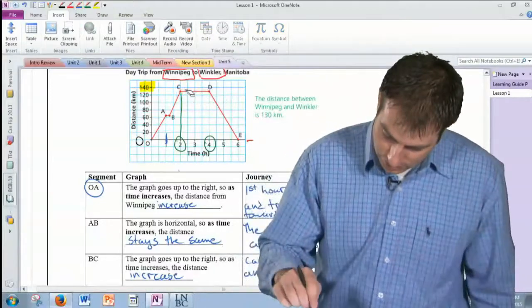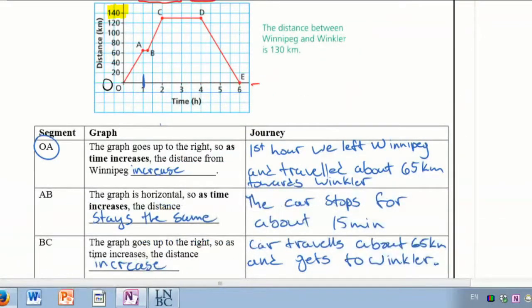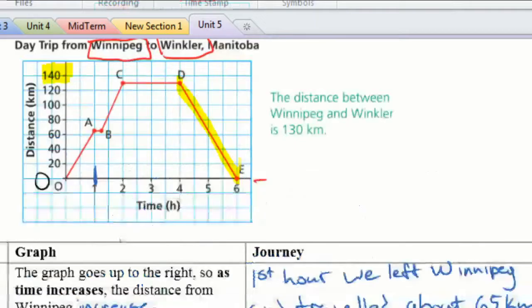So this last section here, we're starting at point D and going to E. So remember, this is where we originally started. So at point E, how far are we away from Winnipeg? We're 0 kilometers away from Winnipeg when we get to point E. What does that mean? It's just a funny way of saying, oh, we're back at Winnipeg already. They didn't stop on the way home. There's no little horizontal bits along the way and then drops down. So they just drove straight, right from Winkler, all the way back home to Winnipeg.